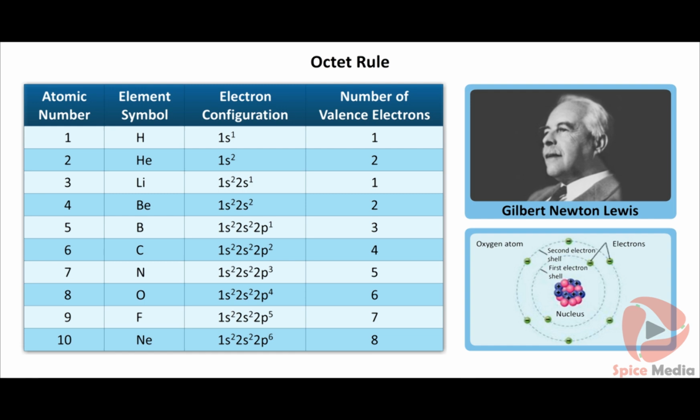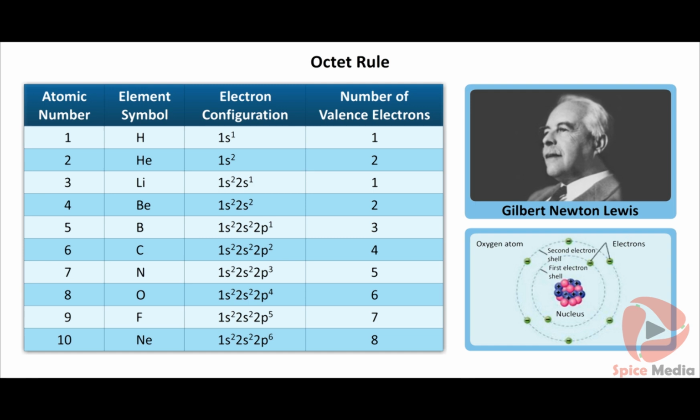Atomic number 5, element symbol B, electronic configuration 1s2 2s2 2p1, number of valence electrons 3. Atomic number 6, element symbol C, electronic configuration 1s2 2s2 2p2, number of valence electrons 4. Atomic number 7, element symbol N, electronic configuration 1s2 2s2 2p3, number of valence electrons 5.